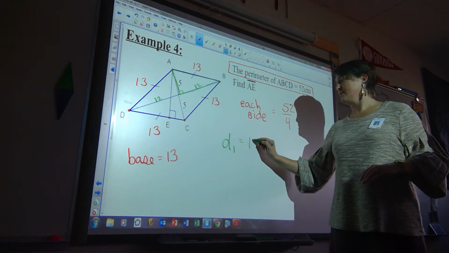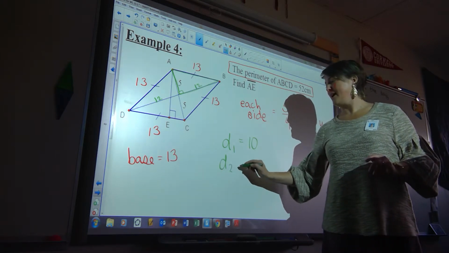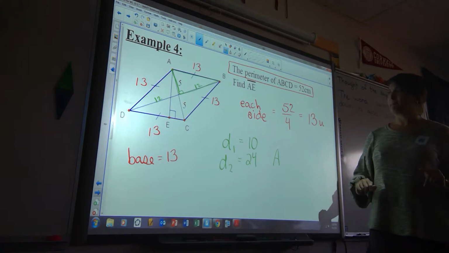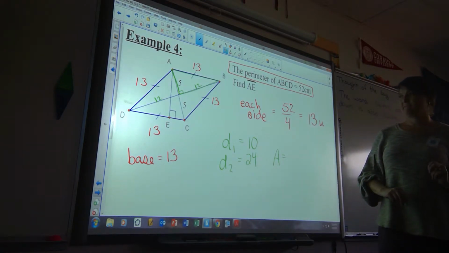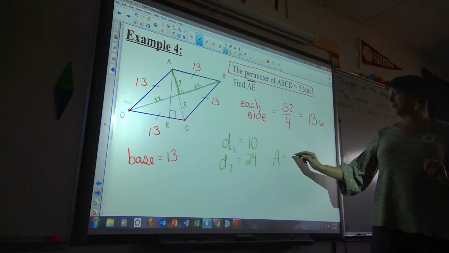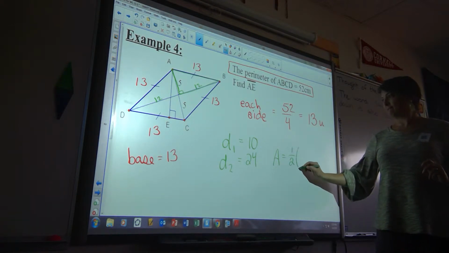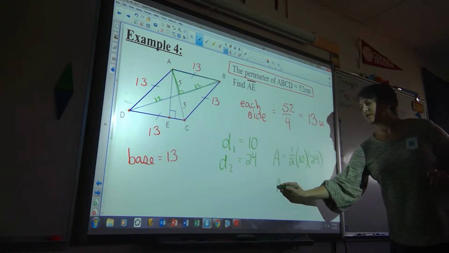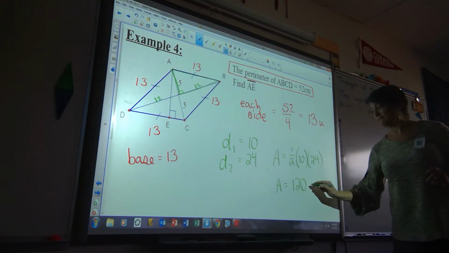So one diagonal has a length of 10. The other diagonal has a length of 24. I'm going to use that to find the area. So the area is half of 10 times 24. So the area is 120 units squared.